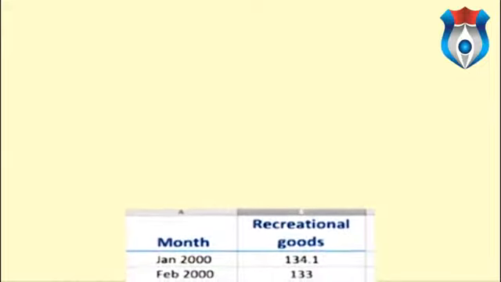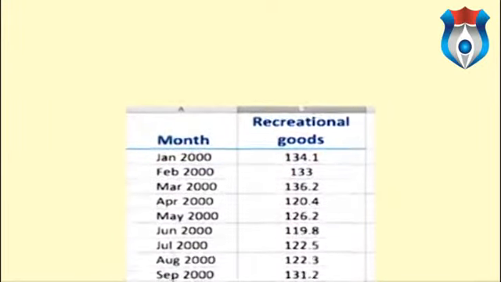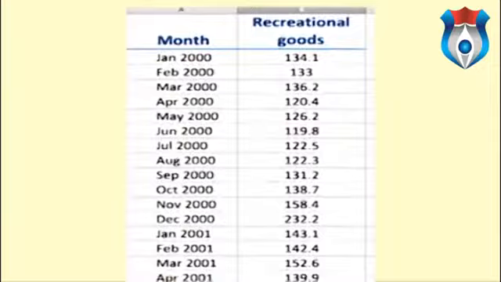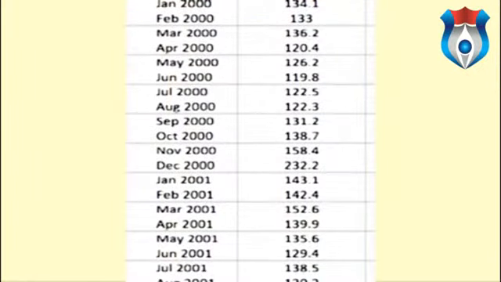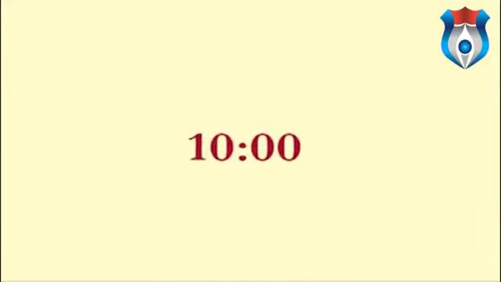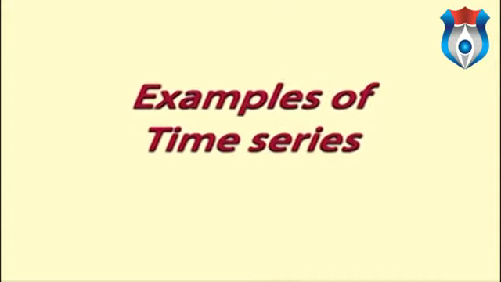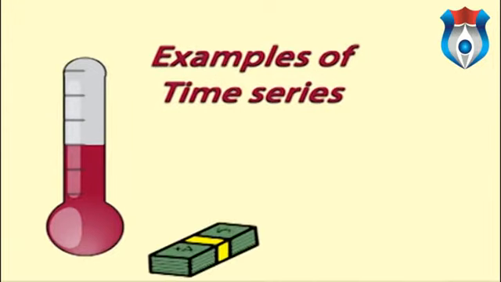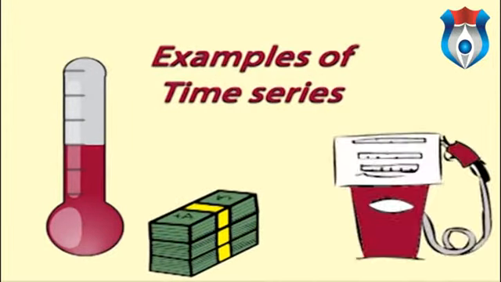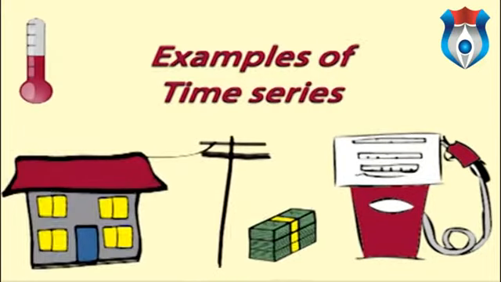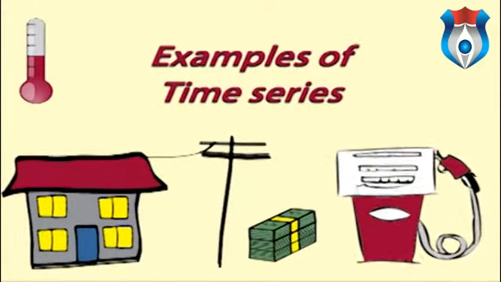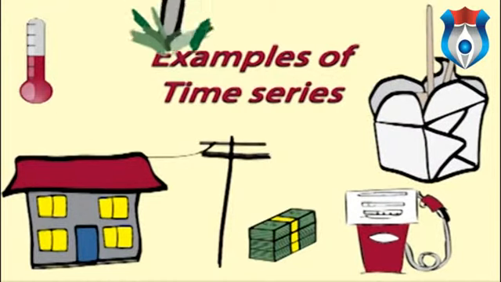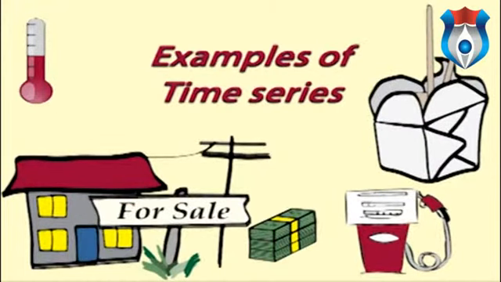A time series is a set of numerical measurements of the same entity taken at equally spaced intervals over time. Time series data can be collected yearly, quarterly, monthly, weekly, daily, or even hourly. Here are some examples of time series. Average monthly temperature, annual profit for a company, daily petrol price at the pump, hourly electricity consumption in the home, daily takings at a Chinese takeaway, quarterly house sales.